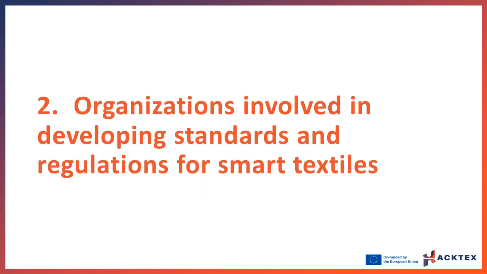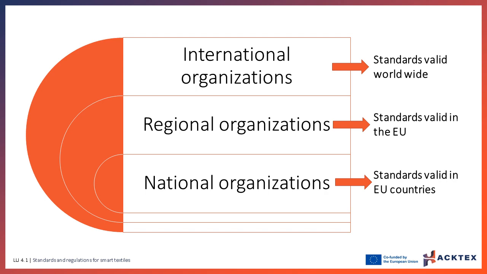Chapter 2. Organizations involved in developing standards and regulations for smart textiles. This chapter discusses the entities producing standards for the sector. Standards are developed by national, regional and international organizations. International standards are recognized and valid worldwide, while regional standards, as is the case with the EU, are valid at European level. National standards are adopted only for the respective country and are written or translated in the respective national language.